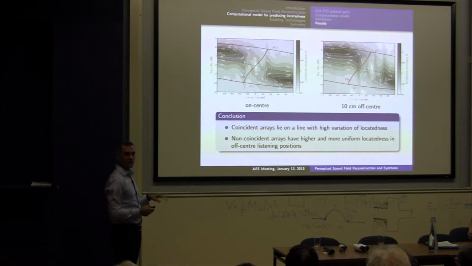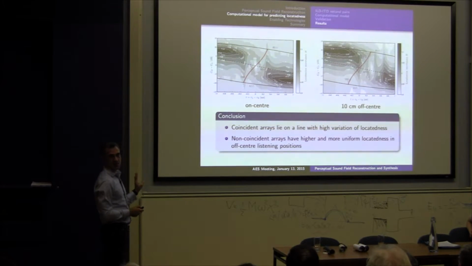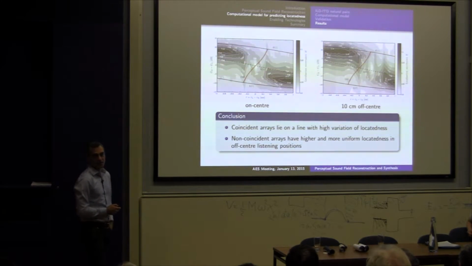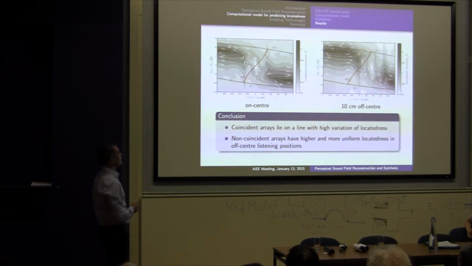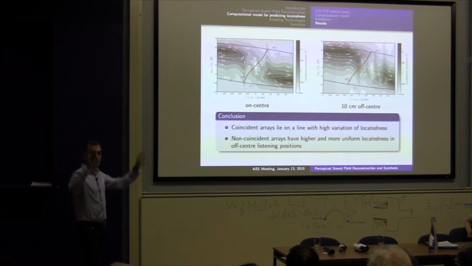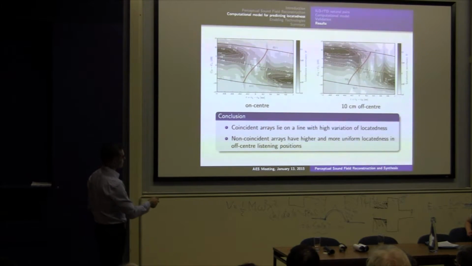So what do we do with this now? We said that we want to figure out what the optimal array radius is in terms of this naturalness or locatedness, and how do we use it? Again, we are looking at a two-channel system, and we are playing different time and level differences between those two channels, and we are showing them here.